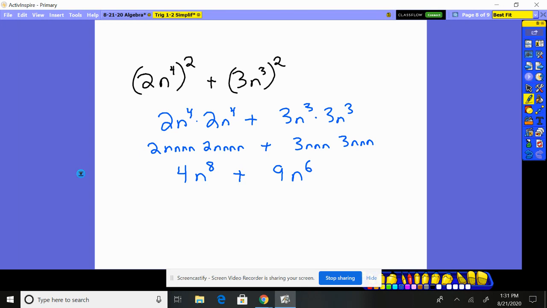Now, can you put those together? No. One's an n to the 8th, the other's an n to the 6th. They're different things. You can't put them together. So this answer is all the way simplified for that problem. There you have it.